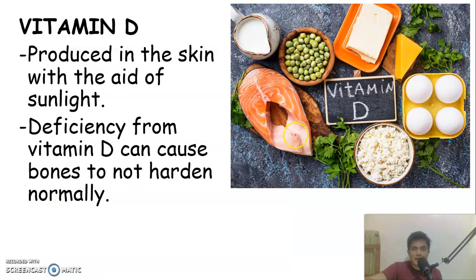Next, vitamin D. By the way, you don't get vitamin D from the sun. You expose yourself to the sun, and the sunlight will help activate the development of vitamin D in your body. However, you could also take it from eating. This one is in salmon, egg, milk, cheese, legumes, and I don't know if this is a part of the green vegetables, but from different types of cheese, you could actually get vitamin D.